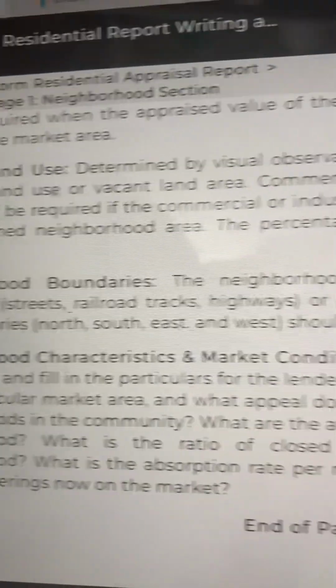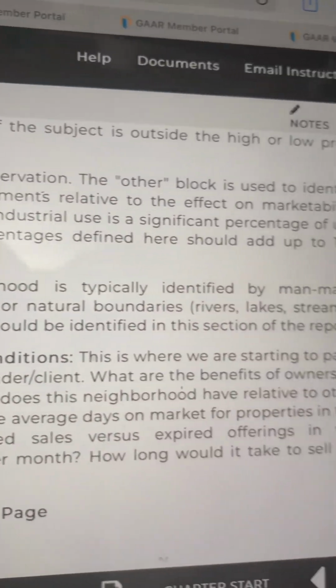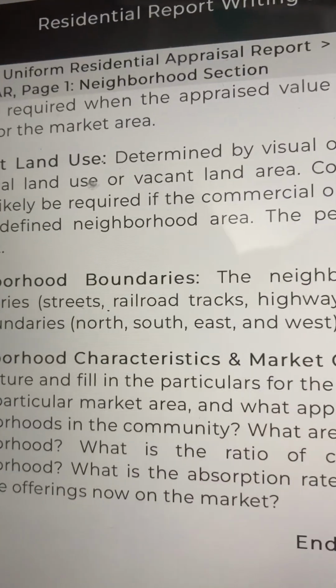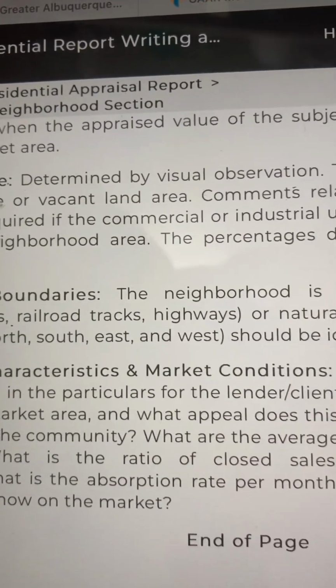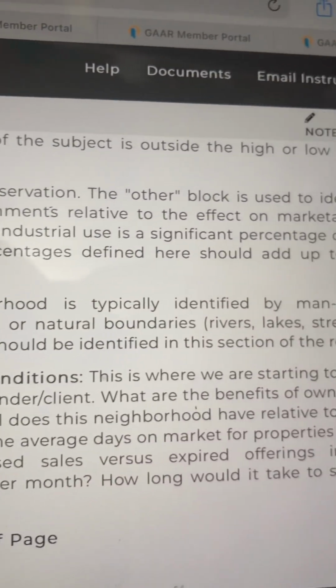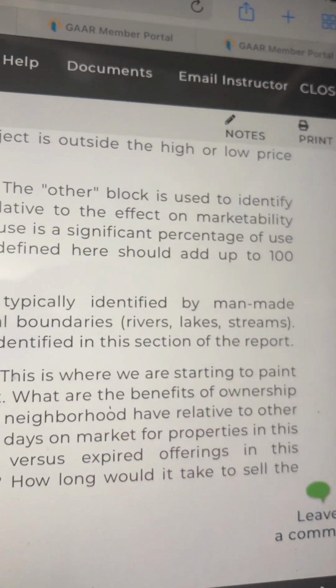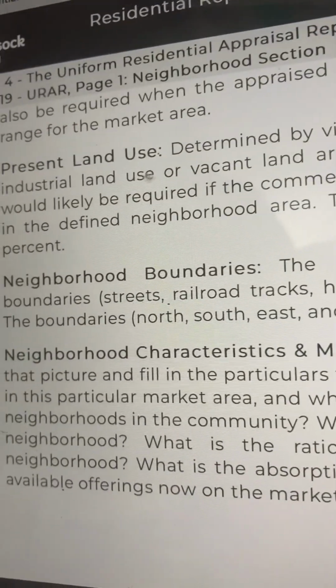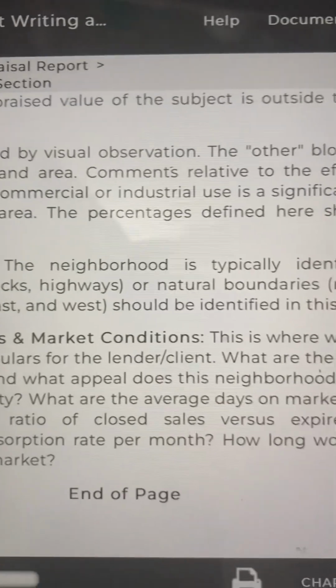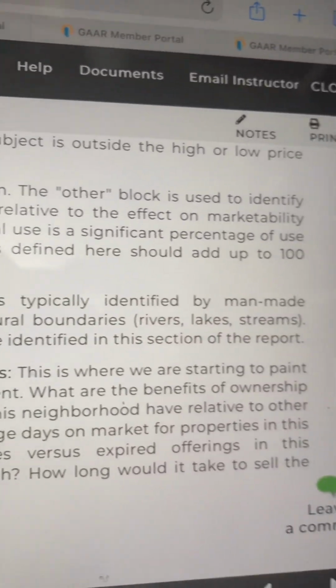Neighborhood boundaries. The neighborhood is typically identified by man-made boundaries, streets, railroad tracks, highways, or natural boundaries, such as rivers, lakes, and streams. The boundaries, north, south, east, and west, should be identified in this section of the report.